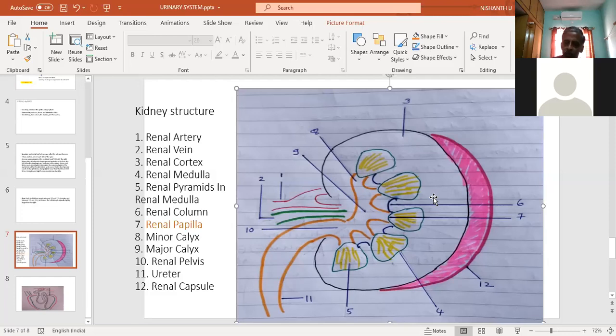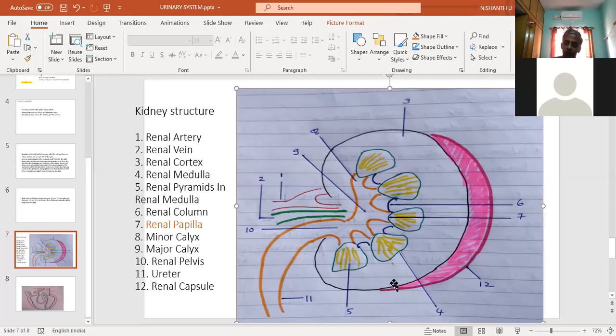So I will summarize again. A little bit of detailing I will give you, try to understand. Here one artery is entering, the renal artery, a single artery, and it is divided into two branches. One is going to the back of the kidney, another is moving to the front side. That means an anterior one is entering and a posterior one is entering. Then the whole kidney is divided into two parts.